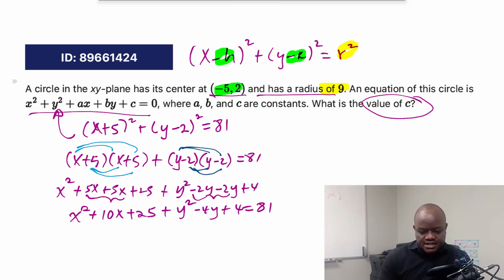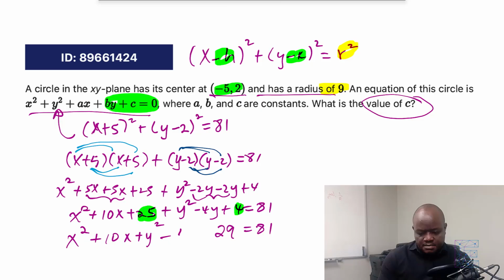Now what you notice in the equation we are targeting, it said equal to 0. That means we have to move everything to the left side. But before we do that, notice that we have like terms right here and this. Those are just regular numbers, right? So we can combine those. 25 plus 4 is 29, right? So we know we have a 29 over here and we have an 81 over here. I'm going to bring in the rest of this: x squared plus 10x plus y squared minus 4y plus the 29 equals 81. So the final step is I'm going to subtract 81 from both sides like that.